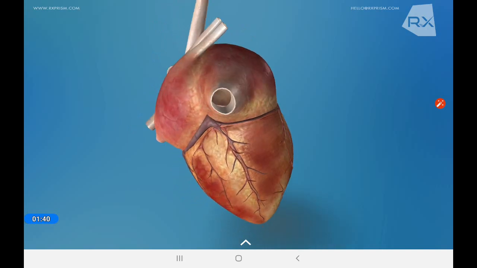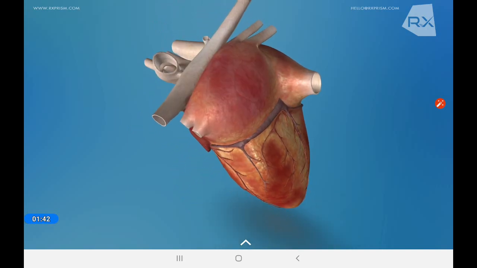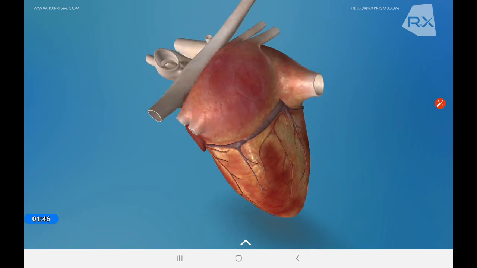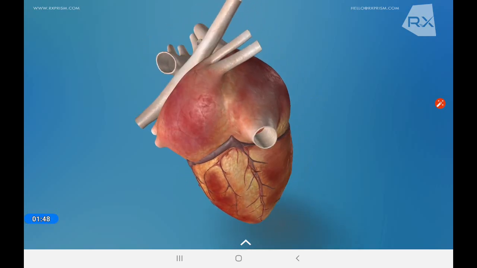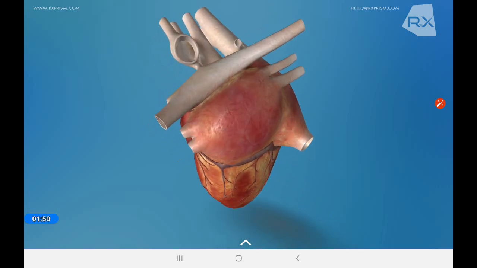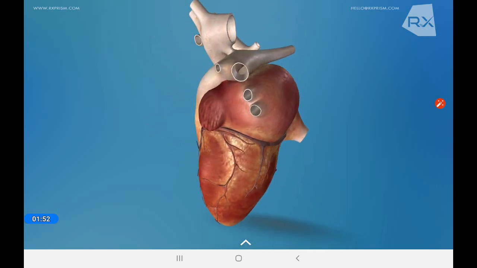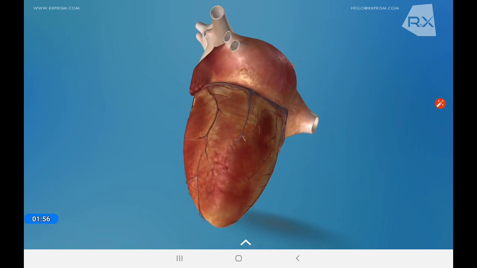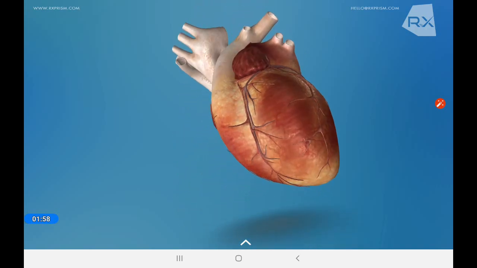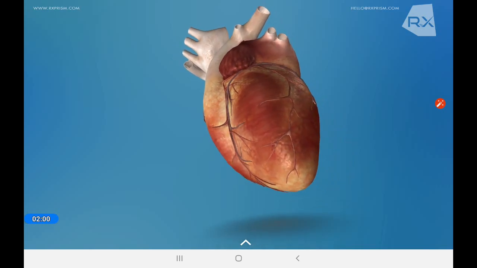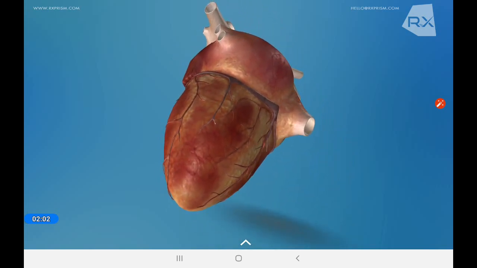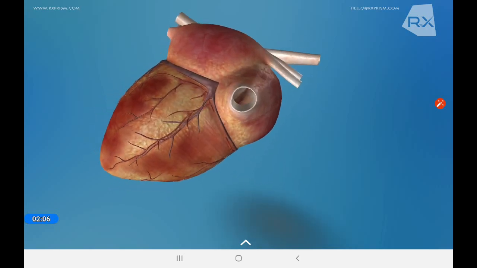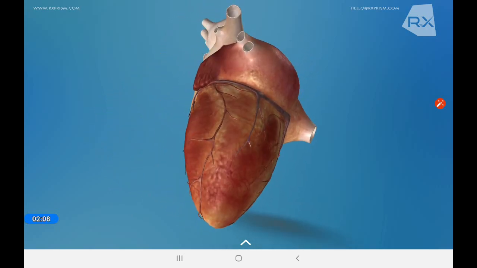Here you can see the outer surface of it, you can see the bloodlines on every surface. Very soon we will see its internal part. You can see the ventricular part, this is the ventricular part, and the coronary artery and the vein of it.